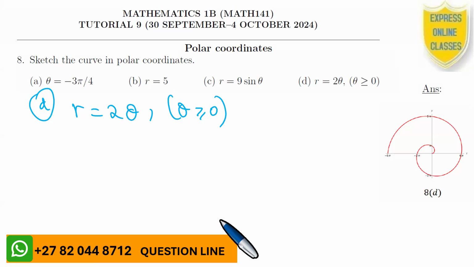Then we need to sketch the curve very carefully. We need to sketch the curve very, very carefully.